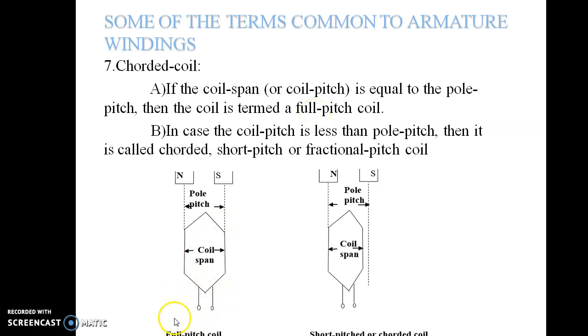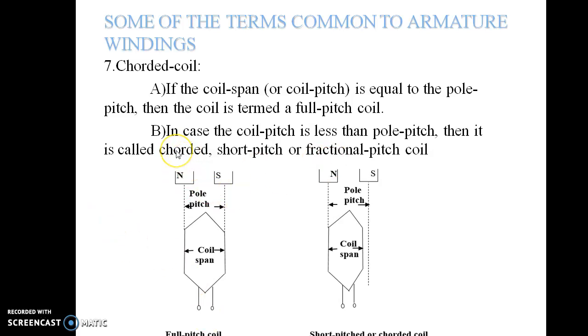See, this is the figure of a full pitch coil. You can see here the coil pitch is this one, pole pitch is this one, and both of them are equal. Let me tell you, this coil side starting from one pole, another coil side will be under another pole. Okay, this is the distance between two adjacent poles. This is the distance between two coil sides of a turn. If they are equal, they are matching with each other, then it is known as a full pitch coil.